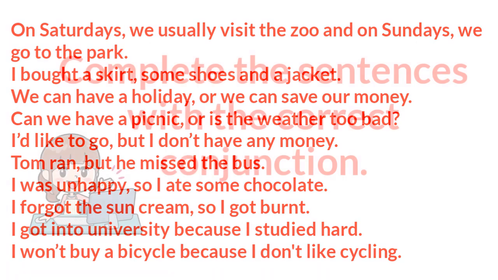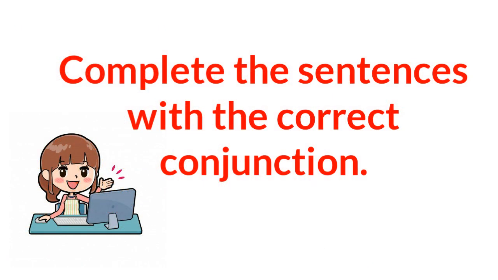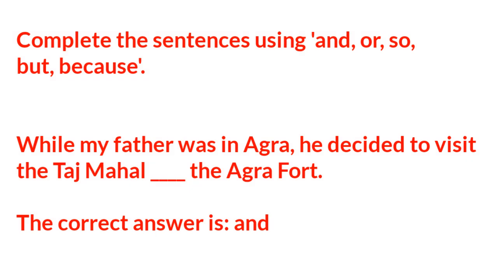Let's move to an exercise part. And here it is. Complete the sentences with the correct conjunction. Complete the sentences using and, or, so, but, because. Okay? Can we do it now?